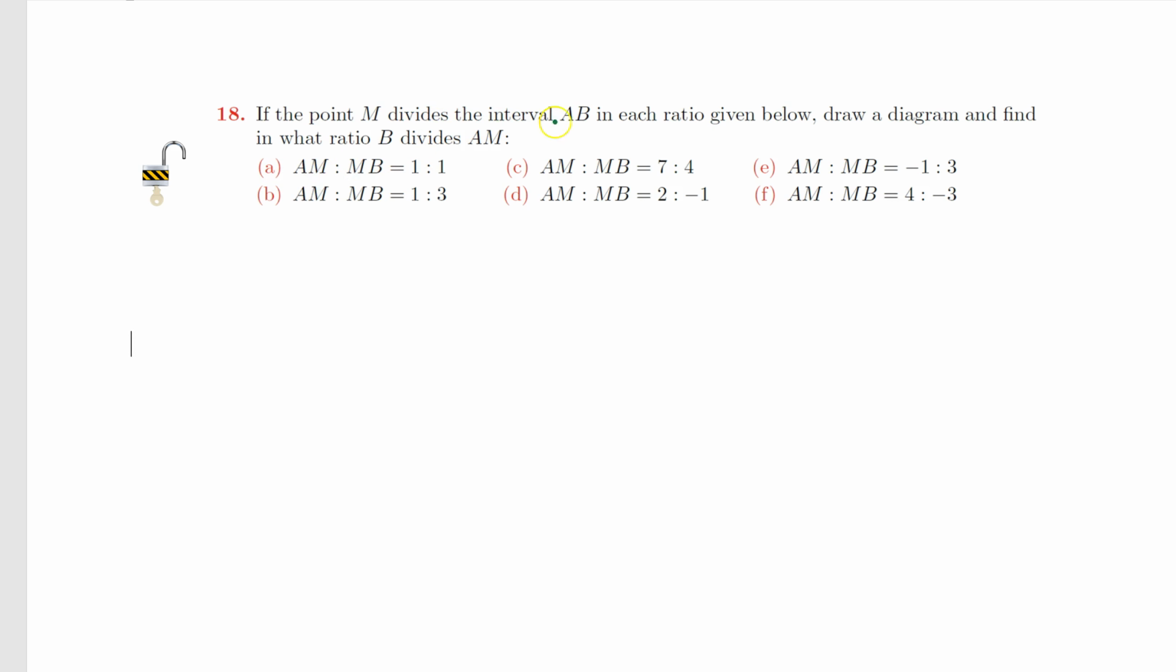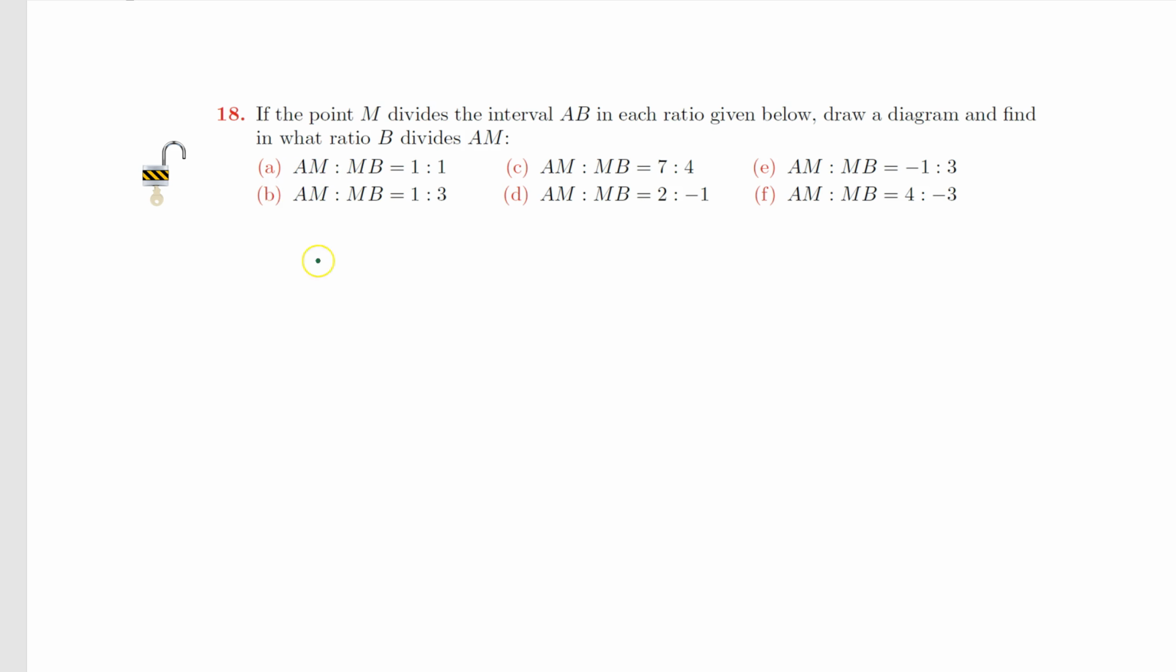So M is going to divide the interval A to B in the ratio given below. Draw a diagram and find in what ratio B divides AM. I don't think that makes any sense, does it? So this question is not what I was hoping for at all. So we'll just do one or two of them, and then we'll move on to have a look at some others.